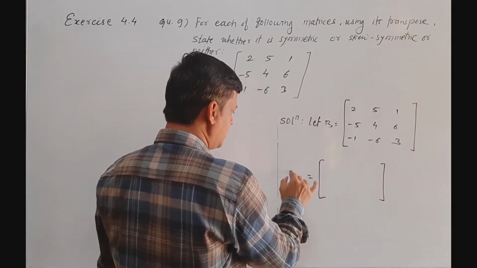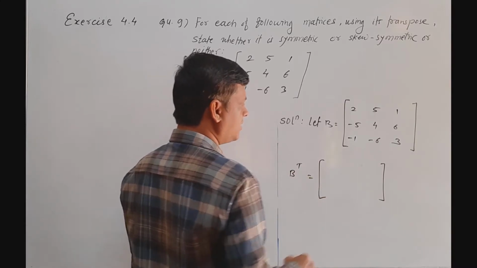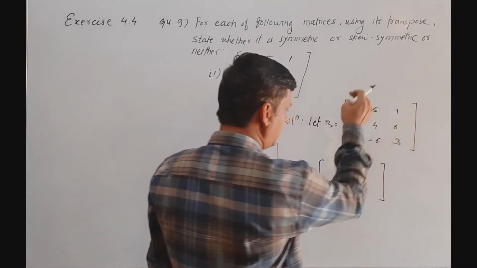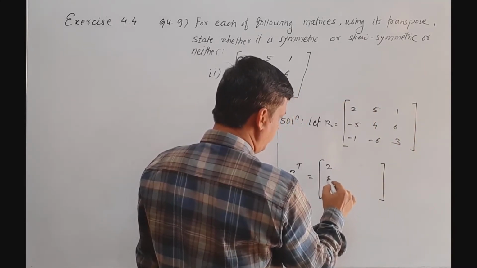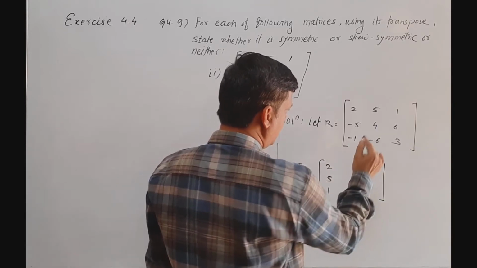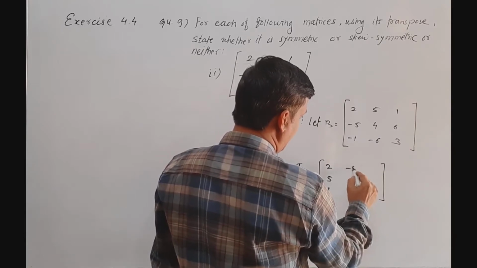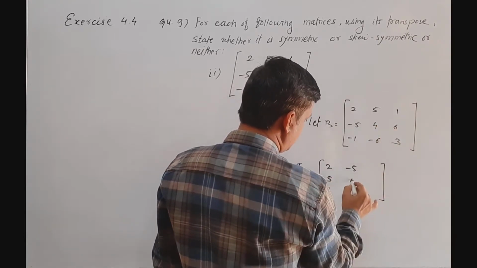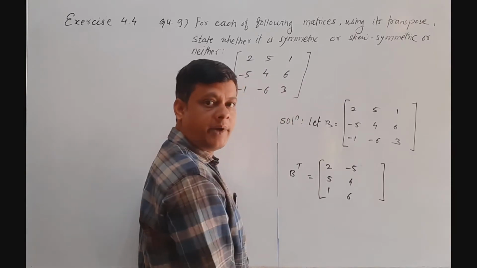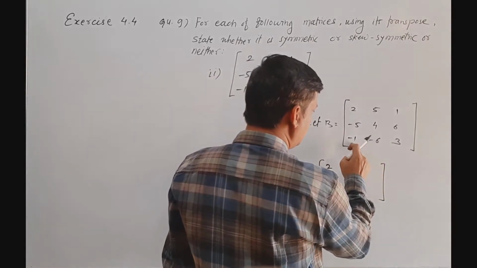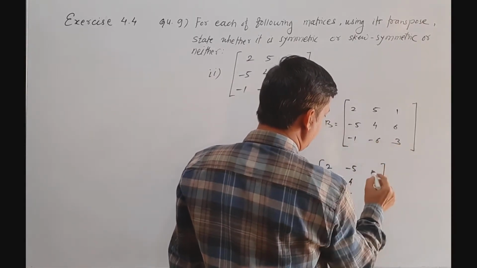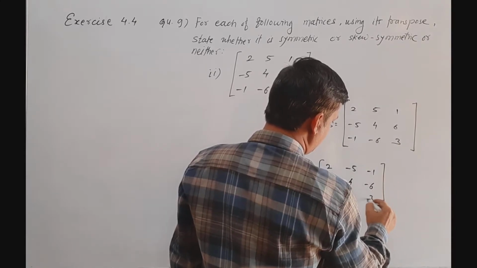So we write first the transpose of the given matrix. So write the elements of first row in first column. So elements of first column are 2, 5, 1. Elements of second row in second column. So elements of second column are minus 5, 4, 6. Then elements of third column are minus 1, minus 6, 3.